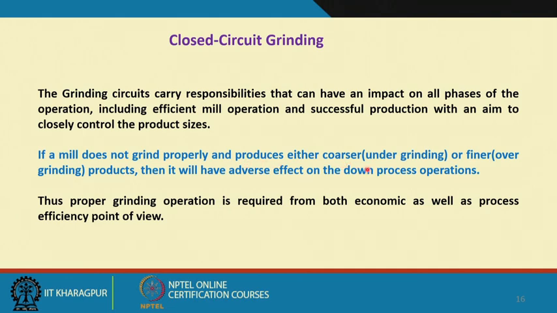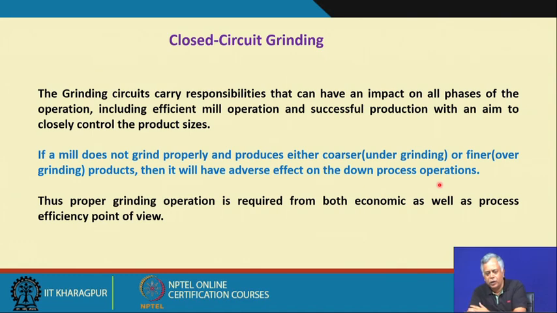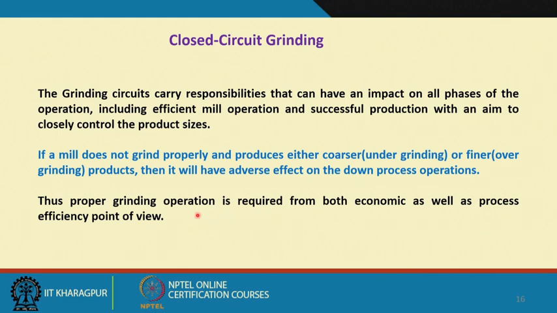If a mill does not grind properly and produces either coarser products, that is under grinding, or finer products, over grinding, then it will have adverse effect on the downstream process operations. Because if it is too coarse, then the downstream processes will also suffer, because the material is not properly liberated. If it is too fine, it will create problems with the slurry rheological aspects. So, proper grinding operation is required from both economic as well as process efficiency points of view.